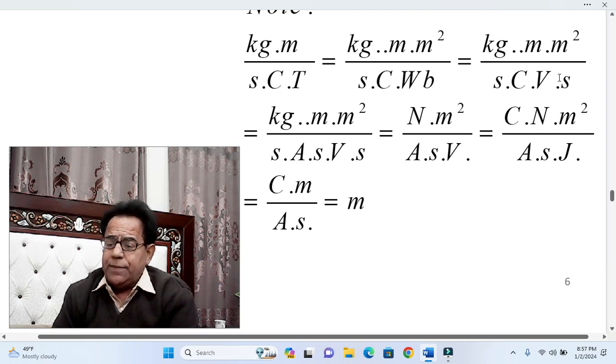Next step, we see what change has occurred. In this step, kilogram meter square in the numerator has not been disturbed. In the denominator, second and coulomb are the same. However, now it has become clear that in place of Weber, we have used its alternate unit, volt into second. It means Weber is equal to volt into second.